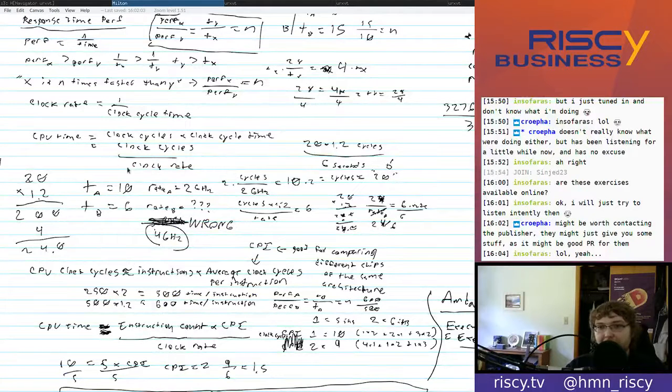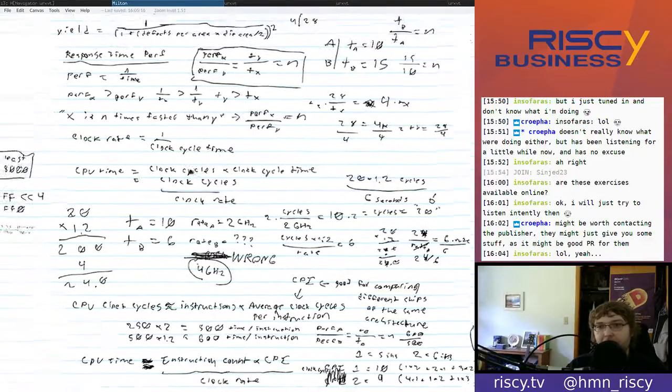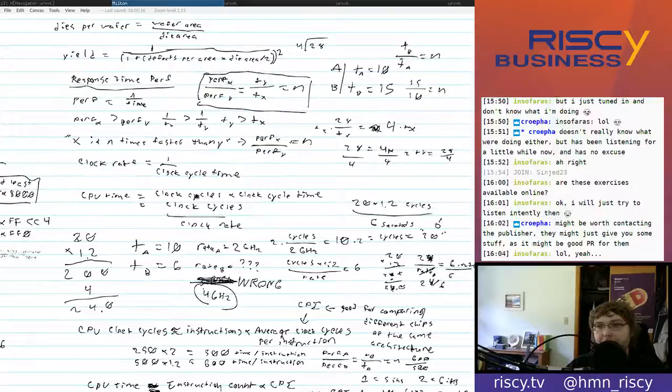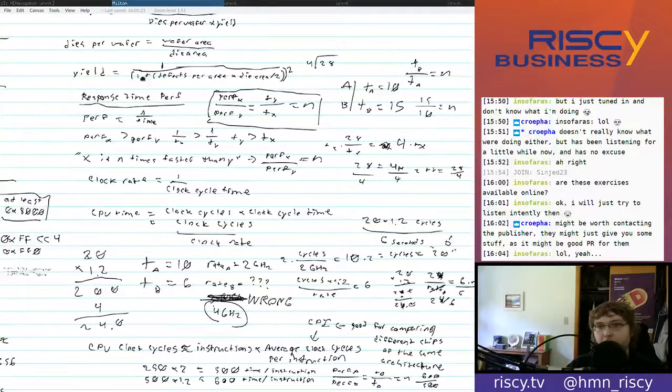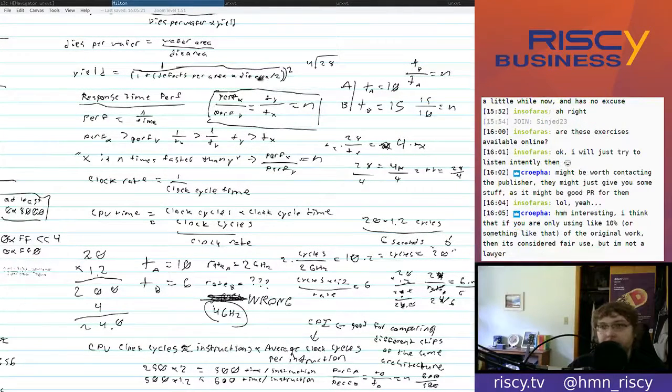Anyway, let's copy the yield equation over to where we were doing our stuff. So yield is 1 over 1 plus defects per area times die area over 2 squared.